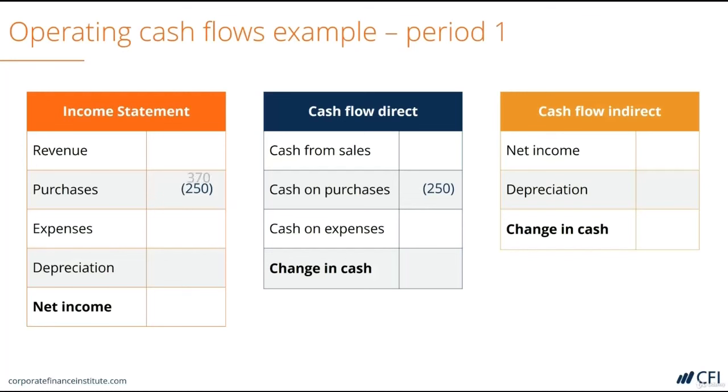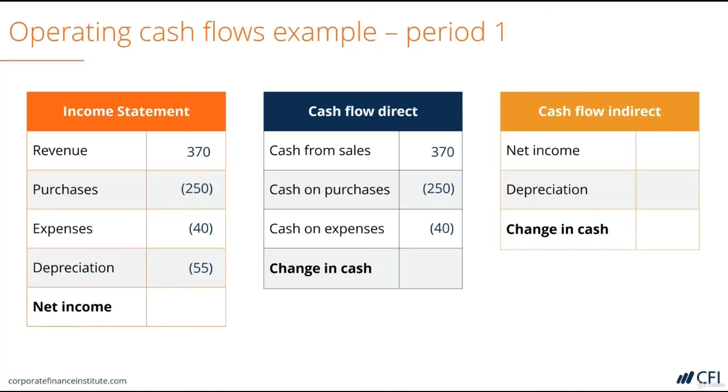Next, Johannes has cash sales of $370, which we record as revenue on the income statement, and we record as a cash inflow on the direct cash flow statement. Next, the cash expenses of $40 are recorded as expenses on the income statement and are recorded as a cash expense on the direct cash flow statement. And next, the depreciation expense of $55 is recorded on the income statement as an expense, but is not recorded on the direct cash flow statement as it is a non-cash expense.